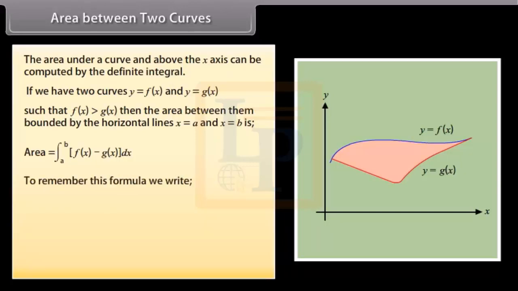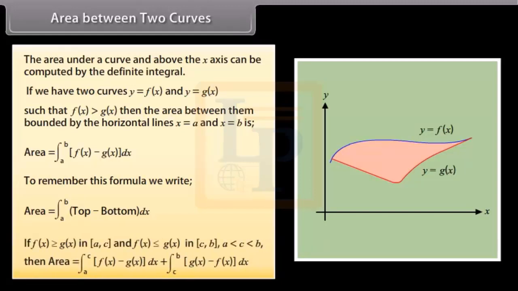To remember this formula, we write area is equal to the integral from a to b of top minus bottom with respect to x. If f of x is greater than or equal to g of x in [a, c] and f of x is less than or equal to g of x in [c, b], where a is less than c is less than b, then area is equal to the integral from a to c of f of x minus g of x with respect to x plus the integral from c to b of g of x minus f of x with respect to x.